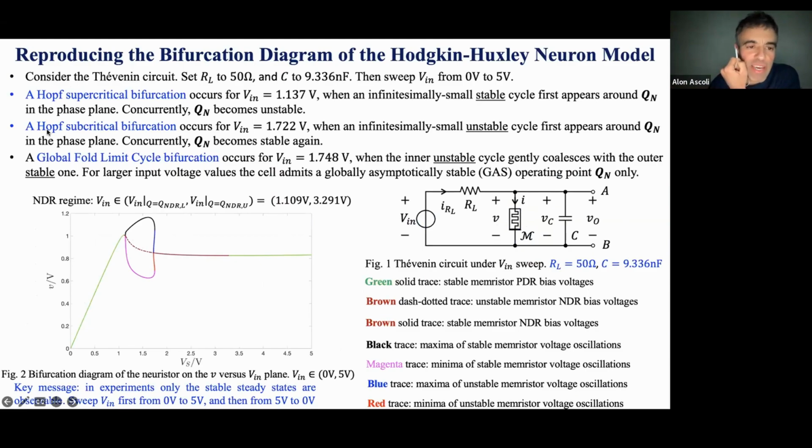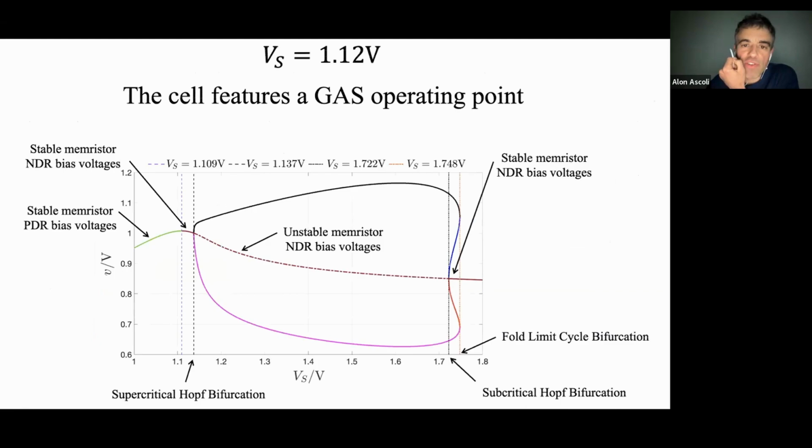But nevertheless, we can identify, as you can see, from left to right. The first bifurcation is the supercritical Hopf. Then we have subcritical, the second one, and the third one is the fold limit cycle, or saddle-node limit cycle bifurcation, the global one. So here is a gallery of phase portraits. This is a zoom-in view where you can see better.